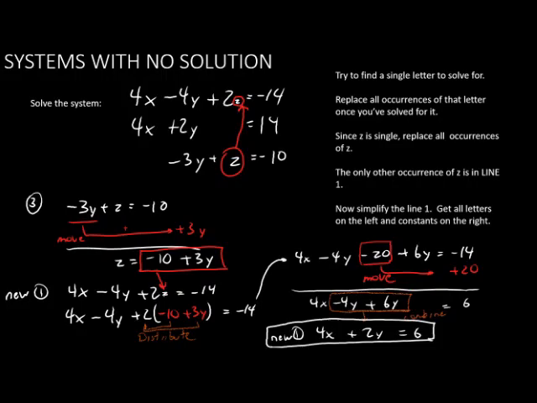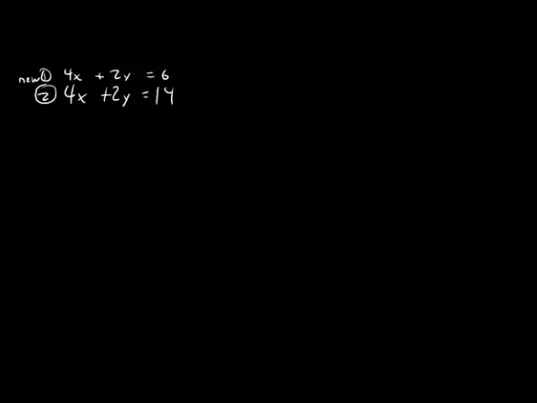On the next page, I will copy that new line 1 along with our line 2, which we have not touched yet. On this next page, we now put our new line 1 with our old line 2, which we didn't have to change. Now we can try to solve this system of only 2 equations.